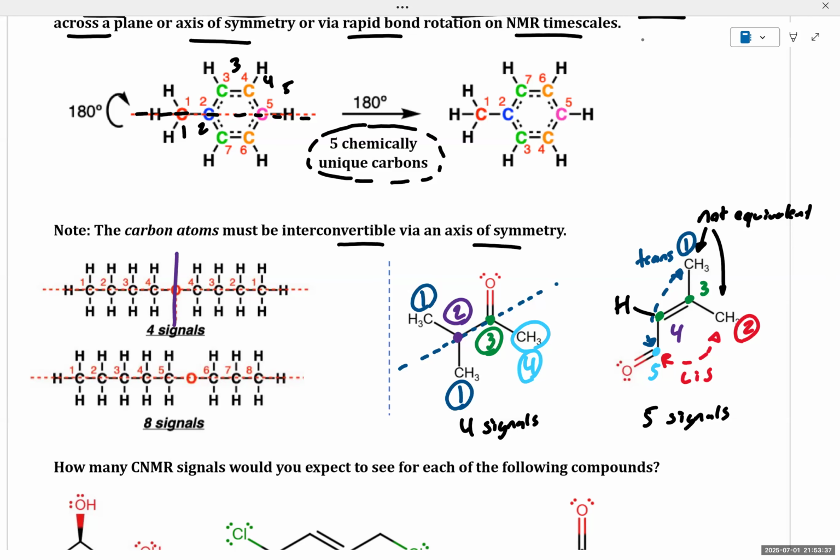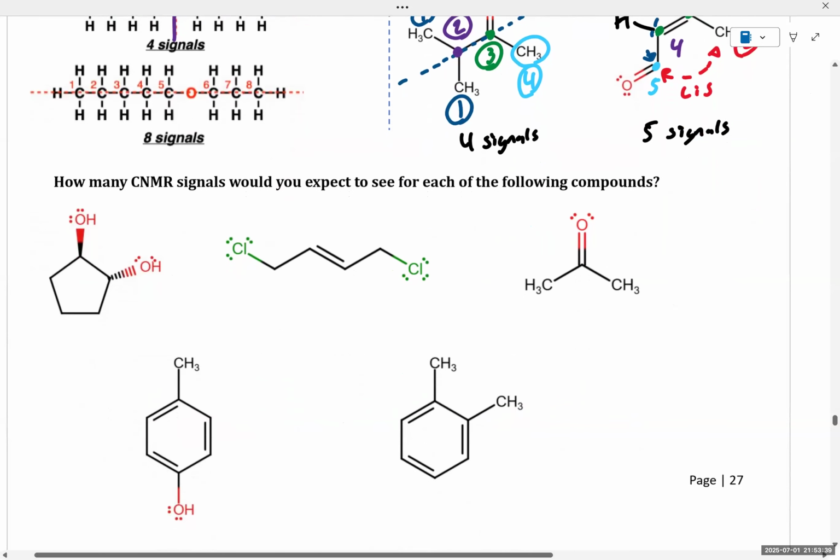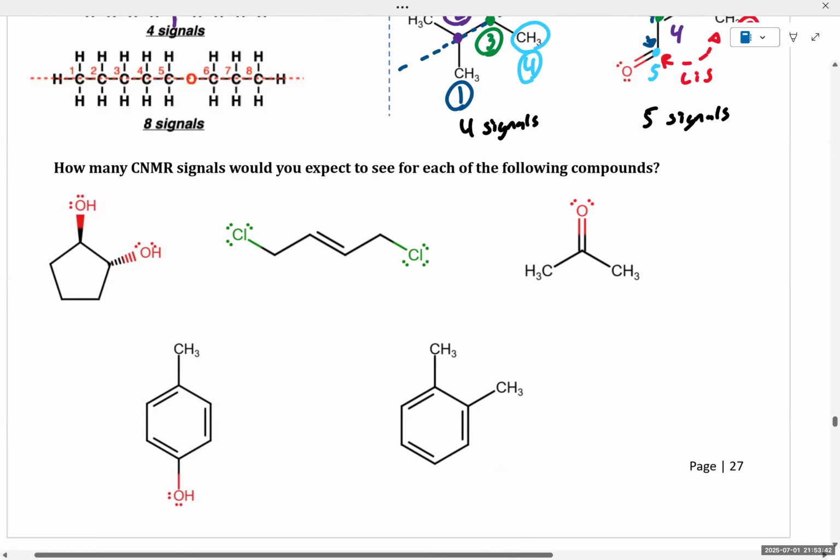So with these examples in mind, I'd like you to try to take a look at the following, and I'd like you to tell me how many carbon NMR signals would you expect to see for each of the following compounds. I'm going to do the first example, and you'll tackle the next few examples. So, the reason why I'm wanting to handle these first 2 examples is they cover pretty unique points in terms of interpreting carbon NMR spectra.